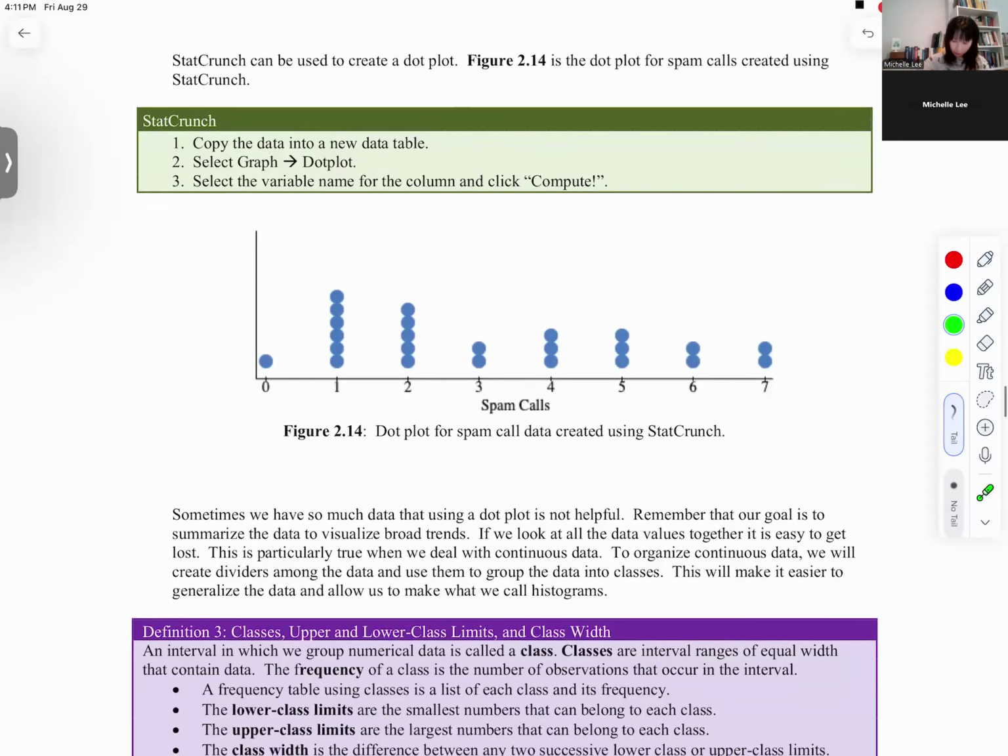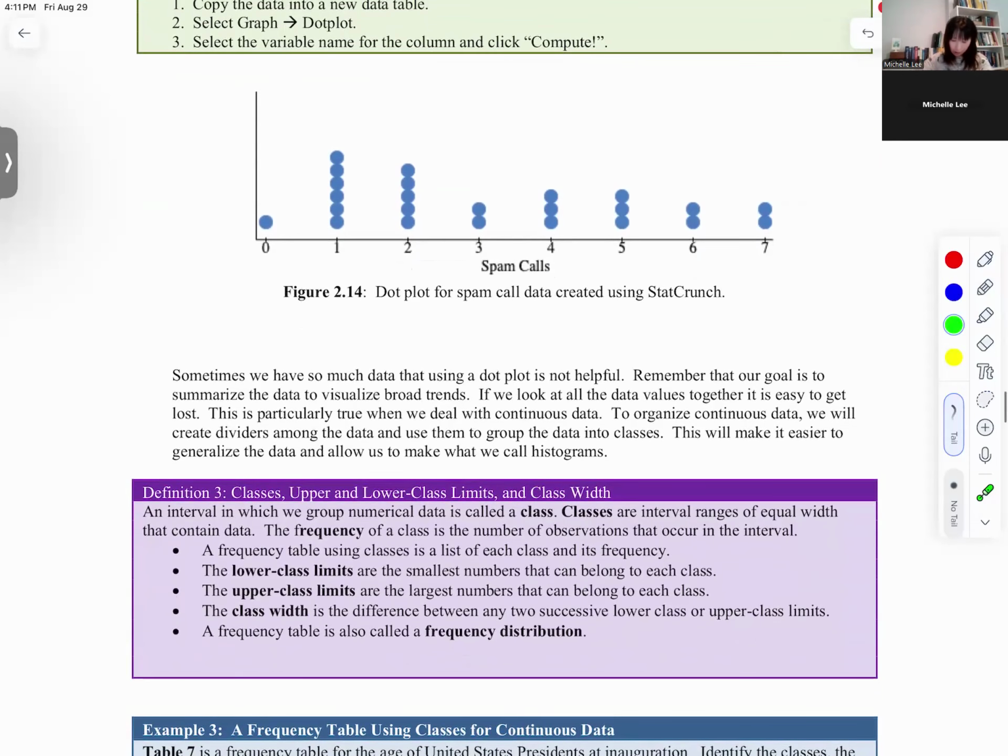Okay, now we have terminology again. So let's take a look. We have a class. An interval in which we group numerical data is called a class. We have classes, so more than one class is classes. Classes are interval ranges of equal width that contain data.